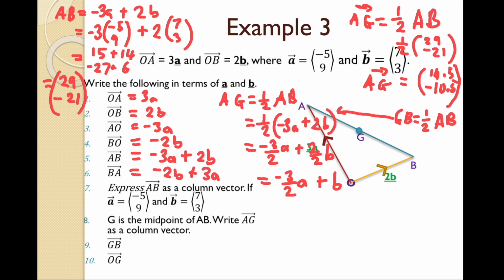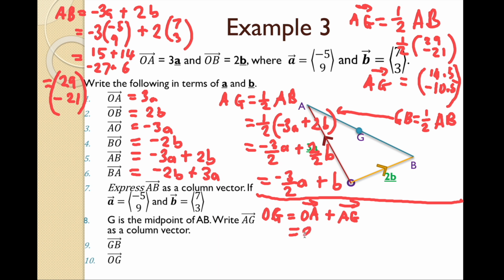Let's try OG now. How can we get from O to G? OG is O to A plus A to G. O to A is 3A plus AG. Now AG is this up here. Kishanis, this is where your question comes in. I could add this as well. I could just put 3A plus half minus 3A plus 2B, and that could be my answer.